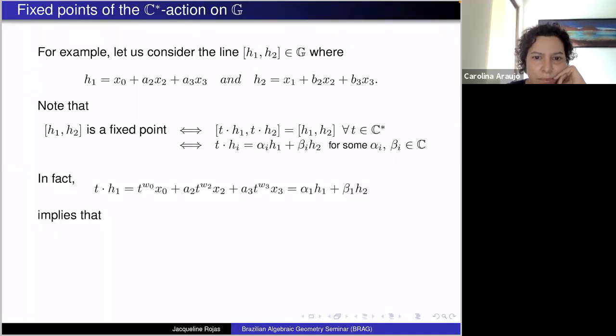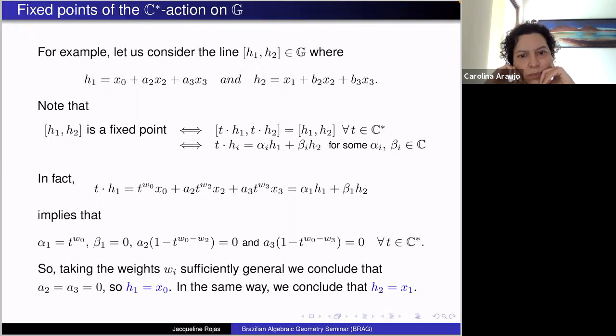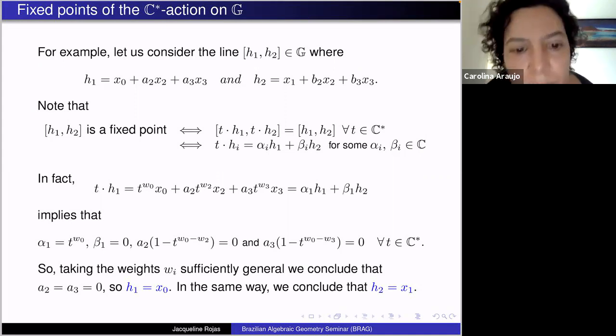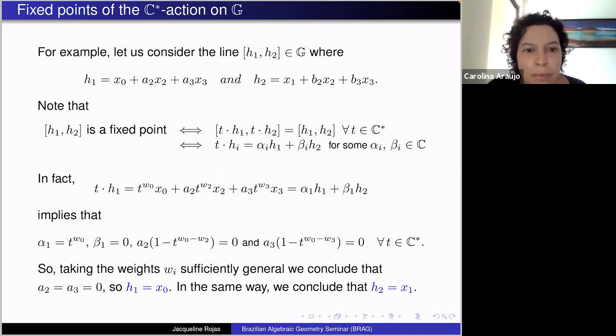In fact, if you put these equations on the screen, G, action, you know, that's one, and put the definition of the action here, and solve these equations, you are right to these equations almost in the back of the screen. So, when you look at this equation, you see that if you take this wedge sufficiently general, then the coefficient H2, H3 of the line H1 are zero, then H1 is zero, and analogously, true H2 will be X1.